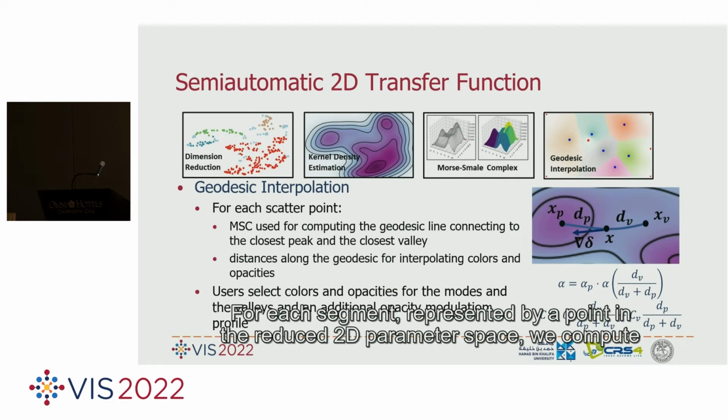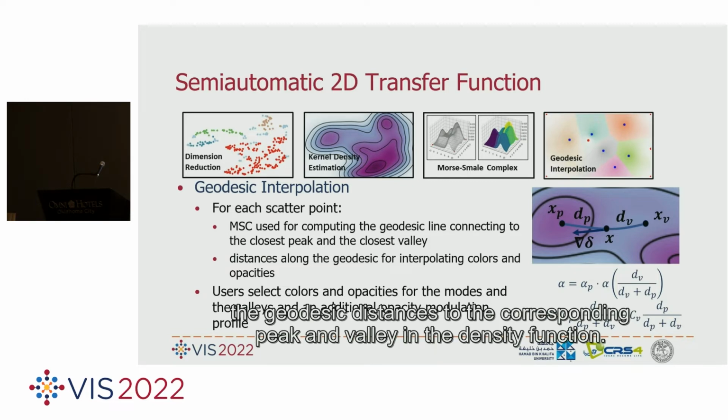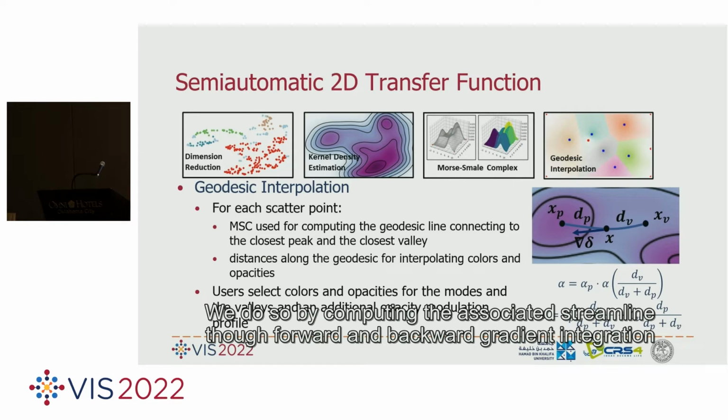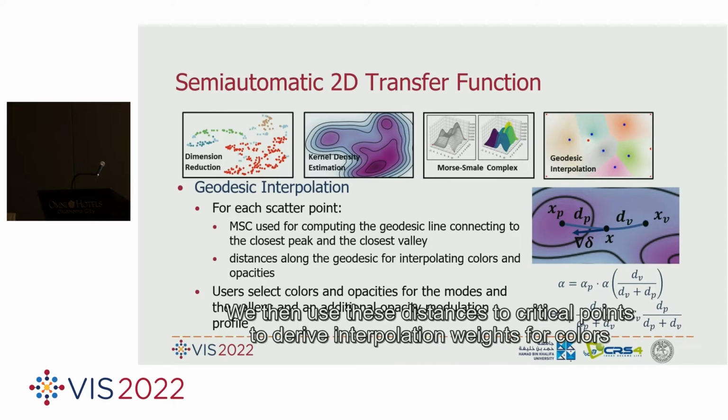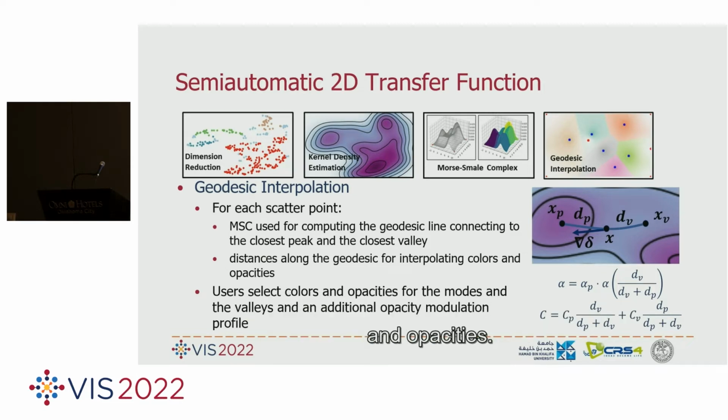For each segment, represented by a point in the reduced 2-dimensional parameter space, we compute the geodesic distances to the corresponding peak and valley in the density function. We do so by computing the associated streamline through forward and backward gradient integration using a 4th-order Runge-Kutta scheme. We then use these distances to critical points to derive interpolation weights for colors and opacities.